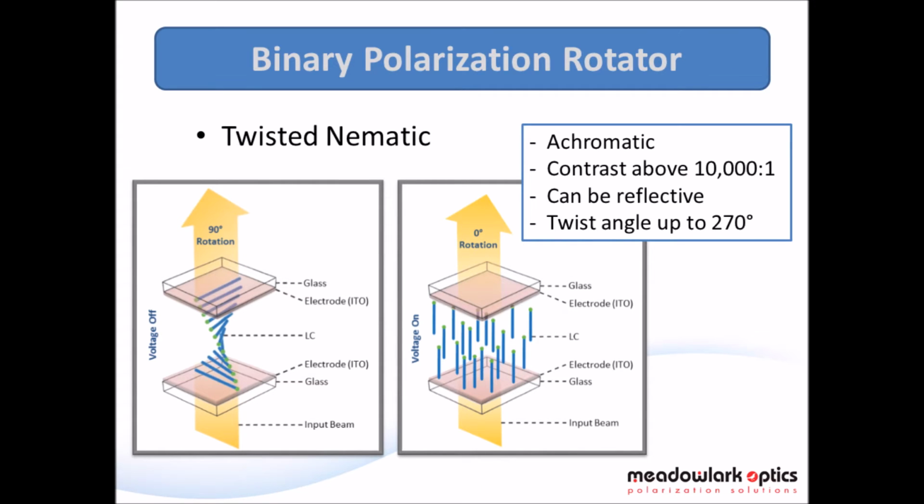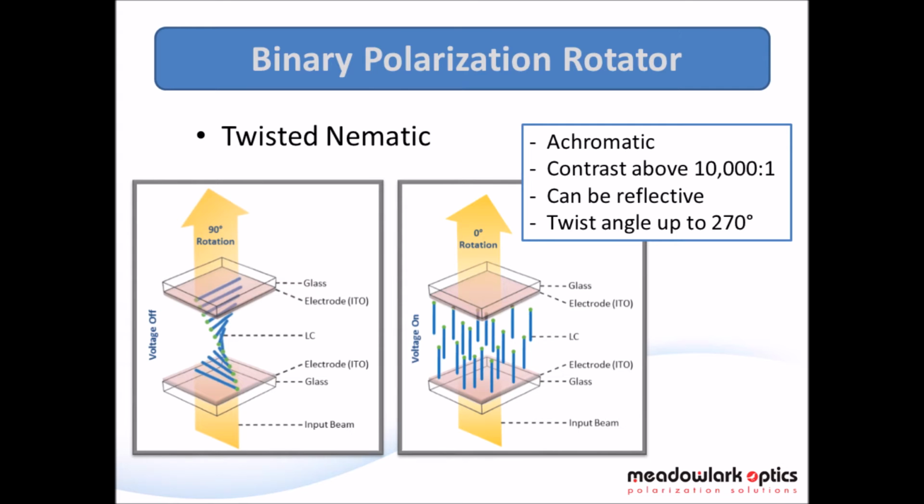These devices can be set with twist angles up to about 270 degrees at least. And they can also be reflective, and they have very high contrast, and they're quite achromatic as opposed to the previous solution, which requires a monochromatic source.